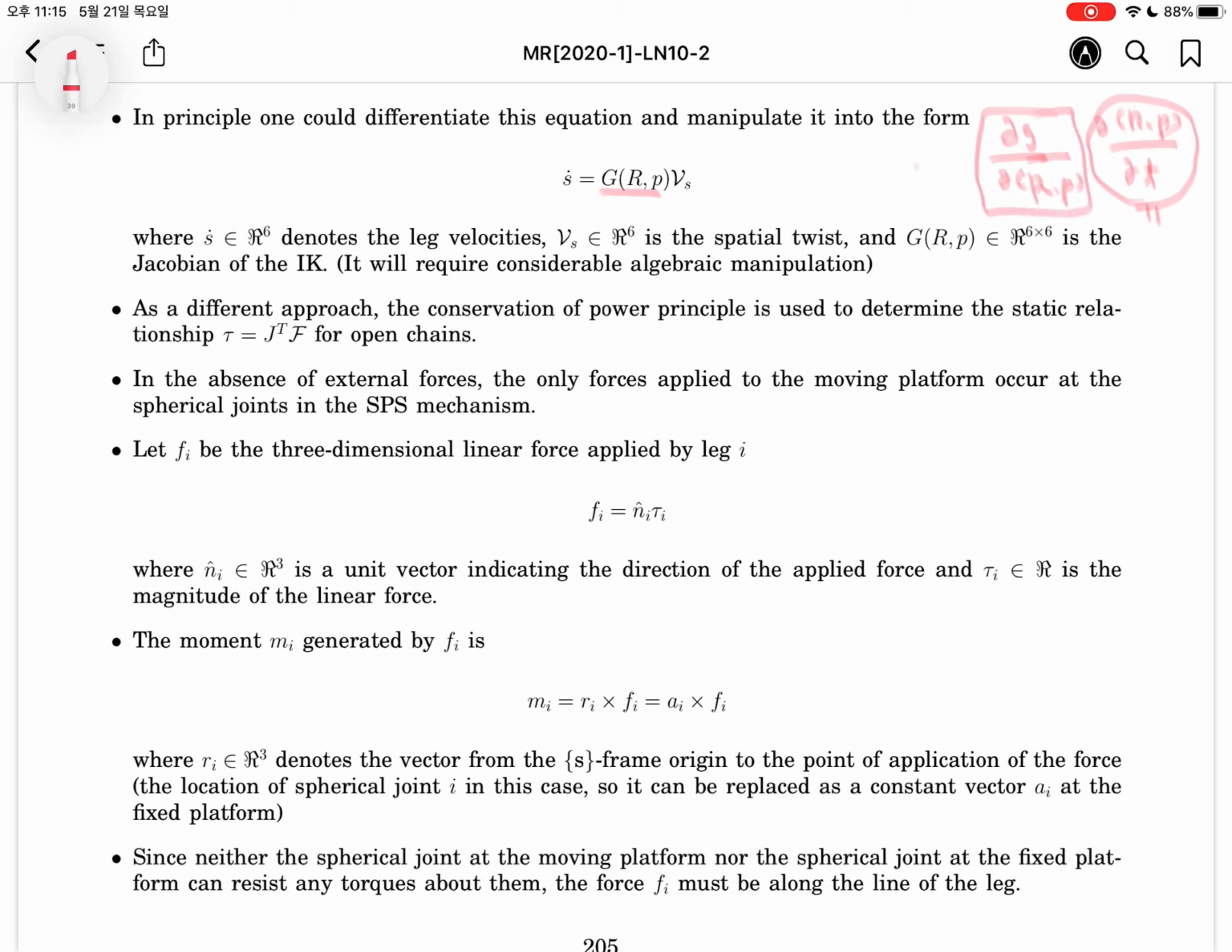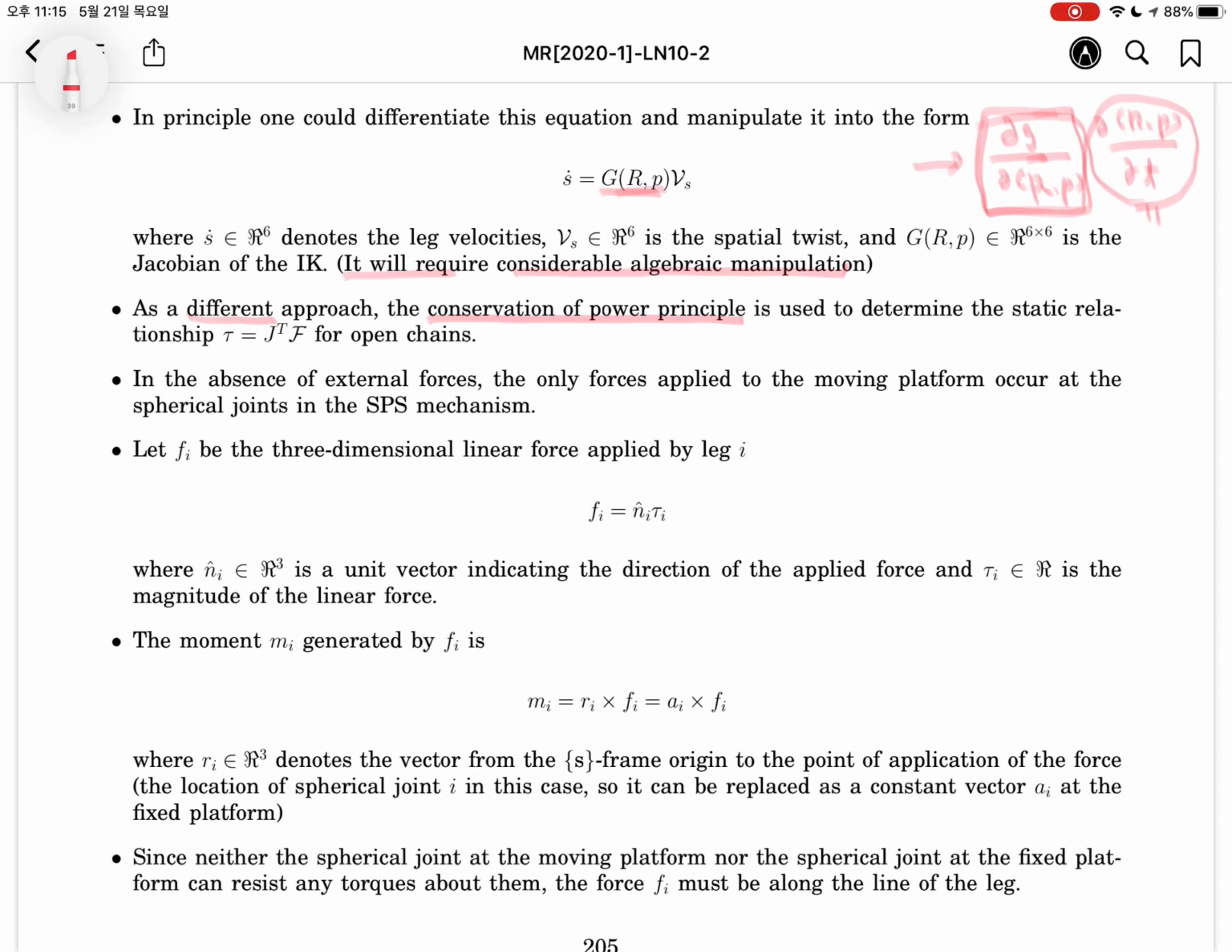But this kind of procedure will be very difficult. It will require considerable algebraic manipulation, so it is not recommended by this textbook. It has many issues in calculating the Jacobian matrix. As a different approach, the textbook uses the conservation of power principle.